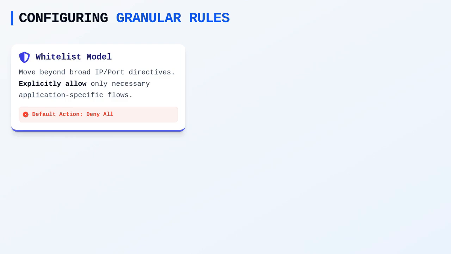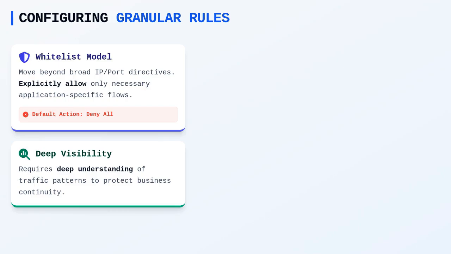Configuring granular rules is the practical realization of these architectural design choices. Rather than broad directives that permit all traffic between segments based on IP and port, your policies should leverage the full stack of information available to the firewall. You are looking to define rules that explicitly allow only the necessary application-specific flows, effectively creating a whitelist model where everything else is denied by default. This requires a deep understanding of your traffic patterns to avoid disrupting legitimate business processes while maintaining a strict environment.